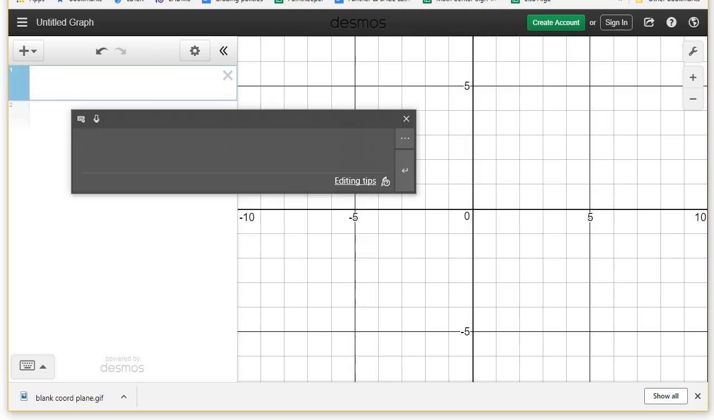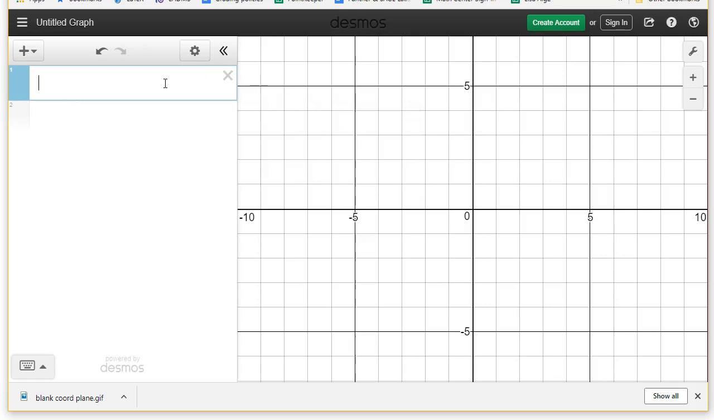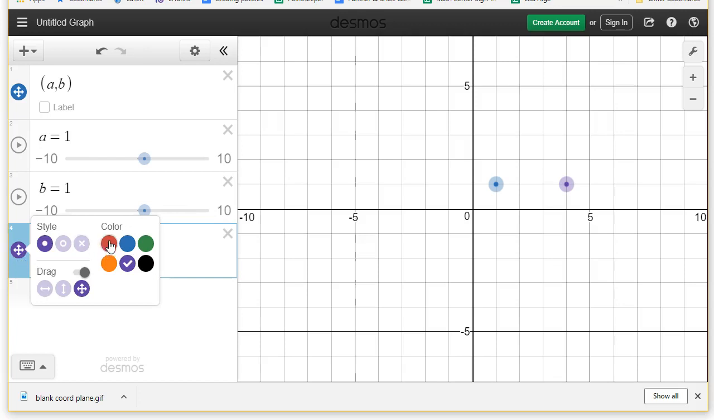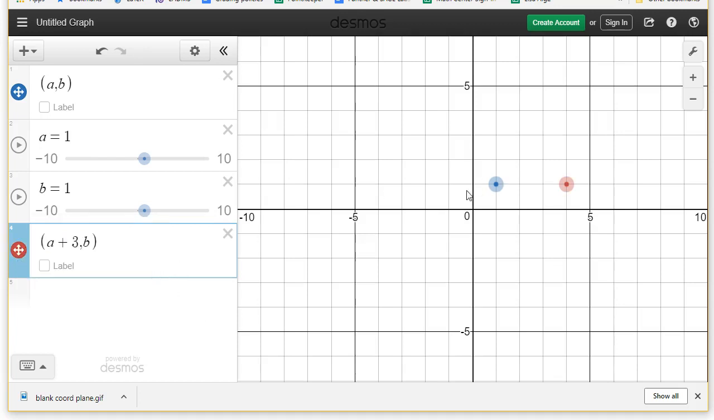So first of all, I'm going to show you that Desmos shows us exactly what we expected when it comes to points. If we have a point like (a, b), and I'll make a and b into sliders so we can change those values, and then we look at a point (a + 3, b), let's go ahead and make the second one a very different color. So our first point is blue, our second point is red, so (a, b) is here, and (a + 3, b) is over here.